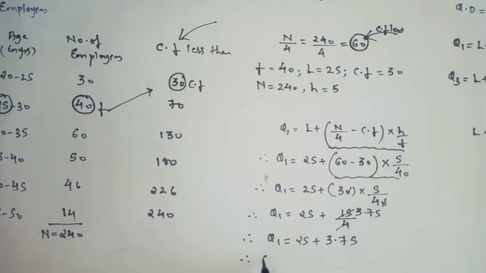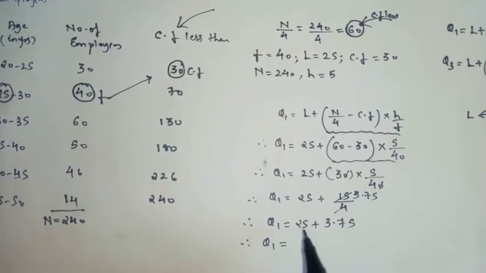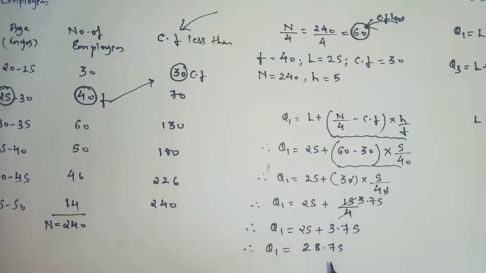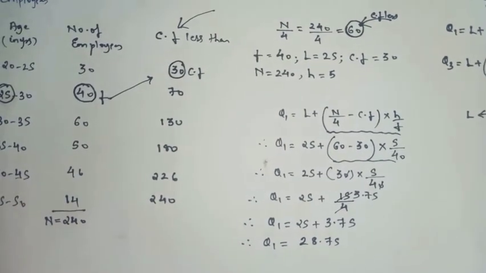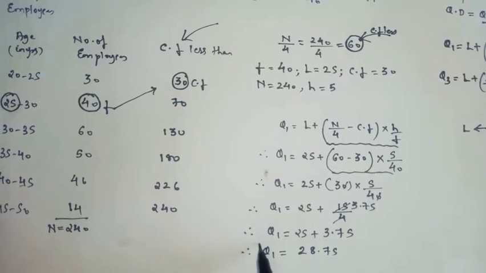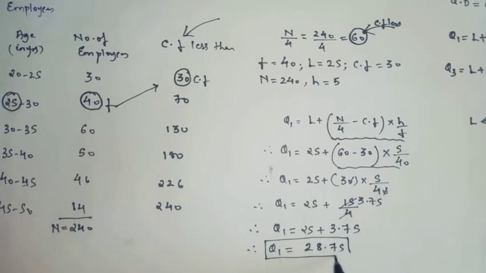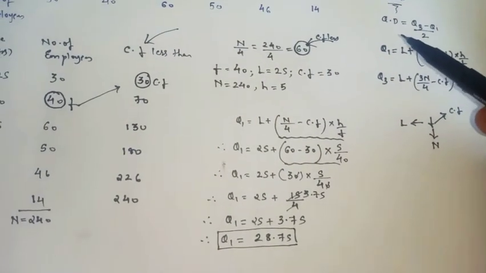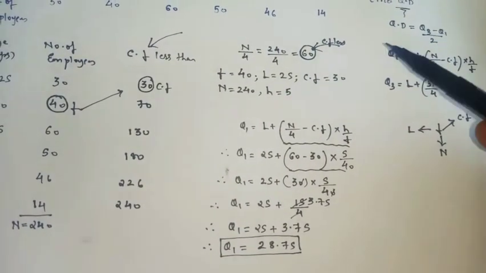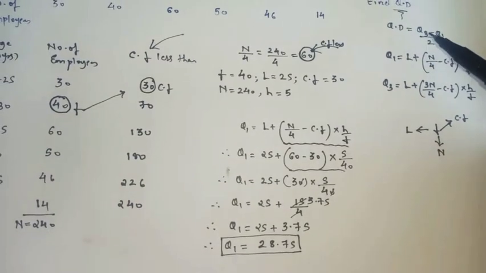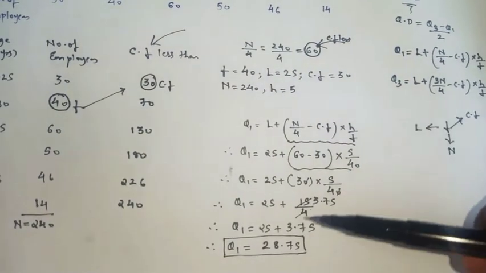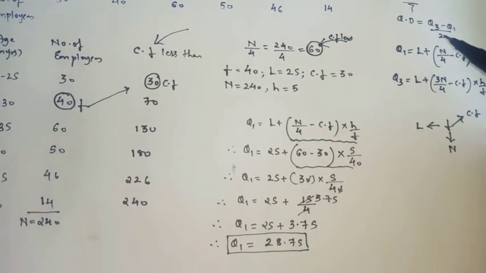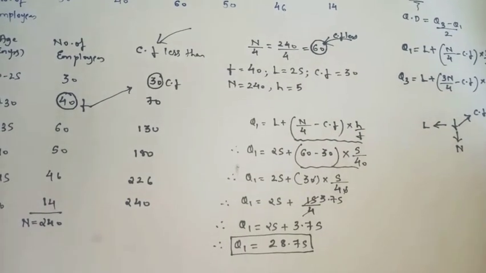So therefore Q1 will be equals to what? 25 plus 3.75. Here you will get 28.75 as the answer. So here we got the Q1 answer. Okay. As for this question, we have to find QD. So QD formula is what? Q3 minus Q1 upon 2. So here we got Q1 as 28.75. So now we'll see how we can find Q3.